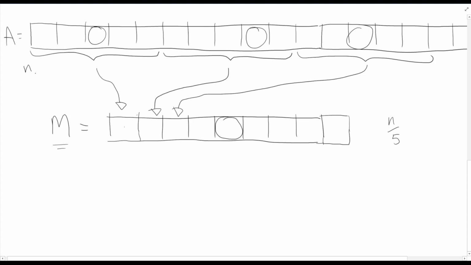Now notice that if our initial list is of size n, since we're dividing them into groups of 5 here, we're going to end up with a list of size n over 5, assuming our original n was divisible by 5. I'm going to ignore some floors or ceilings for the moment.